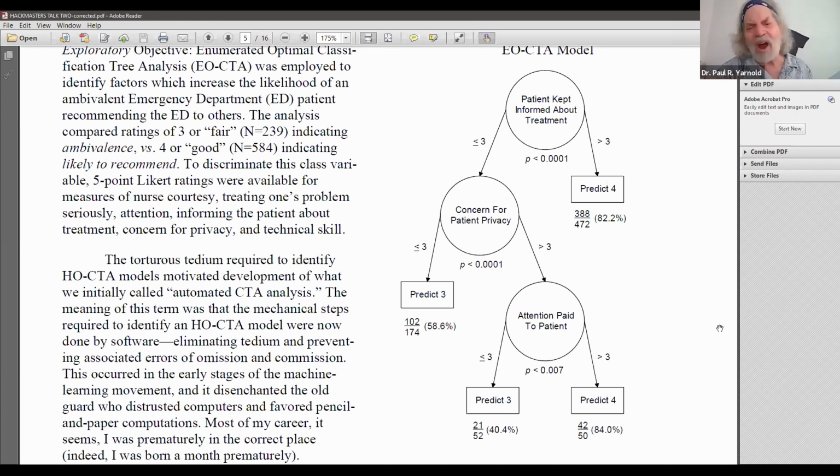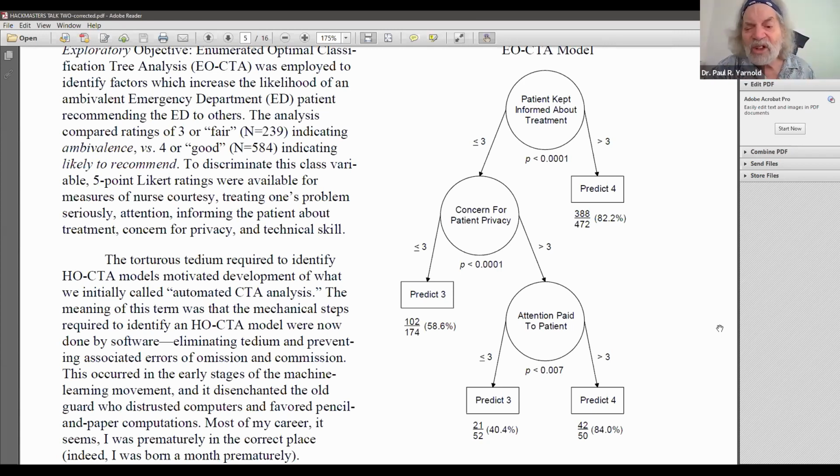On the other hand, if you say, I'm ambivalent about that, I can't say good or bad, the next thing was concern for patient privacy. Interesting. So if you're ambivalent about being informed and you're ambivalent about privacy, only 41.4% predict 3, meaning ambivalent. So 59% are going to be ambivalent, which means only 41% are going to recommend you. That's terrible for business. On the other hand, going through this tree model, if the patient is ambivalent about being informed, but they would say you took their privacy pretty good, you were pretty private with them, you kept their privacy intact.